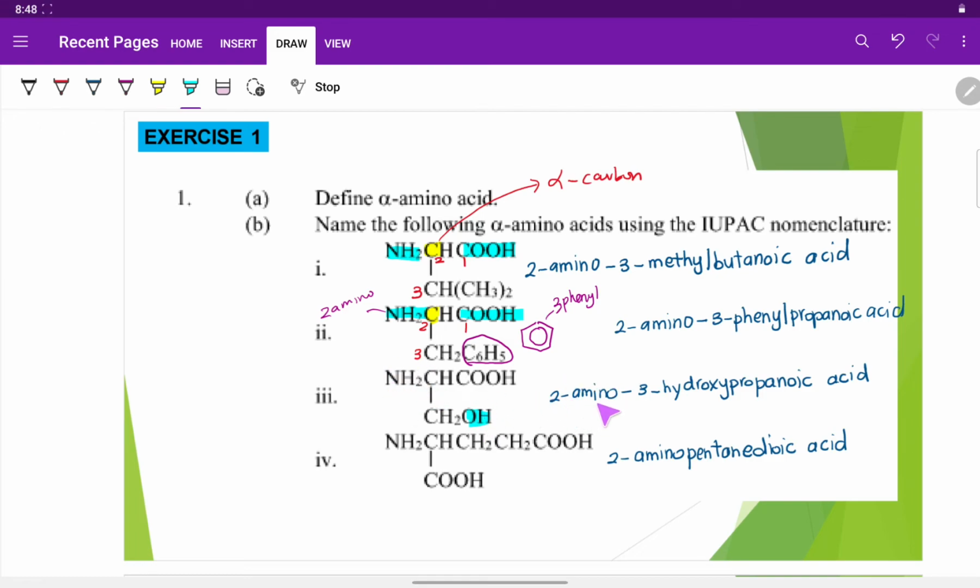And then position 2 amino ni sama je dekat sini. Dia mesti 2 amino. Okay, and then the last one over here, since you have 2 carboxyl group, okay, so awak akan ada dioic acid. So, ada 1, 2, 3, 4, 5. So, that's why you will get a pentane dioic acid, 2 amino pentane dioic acid.